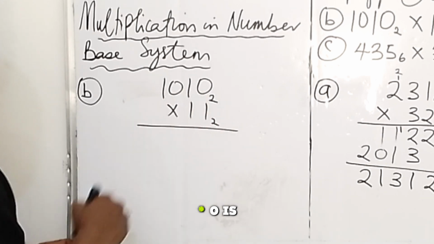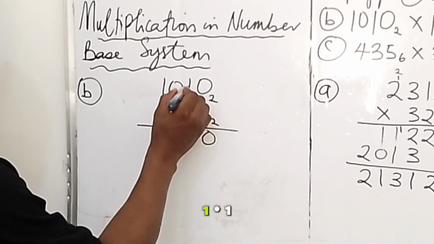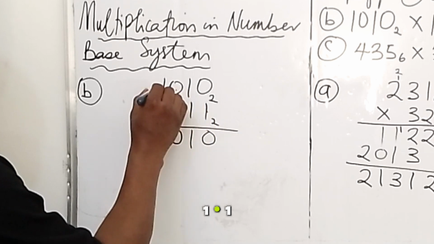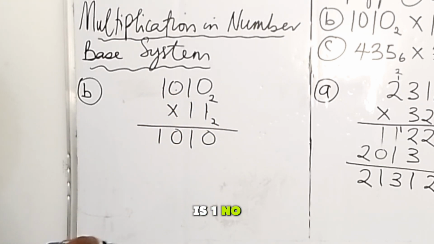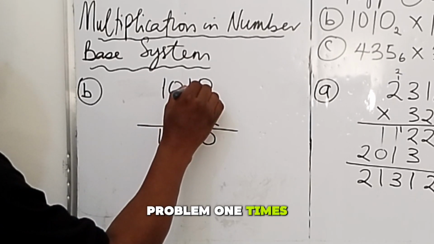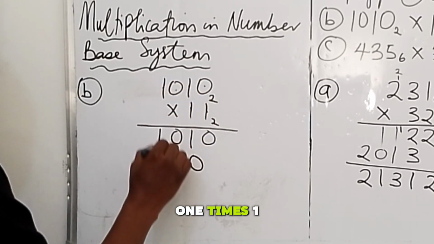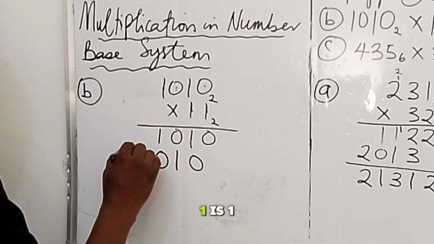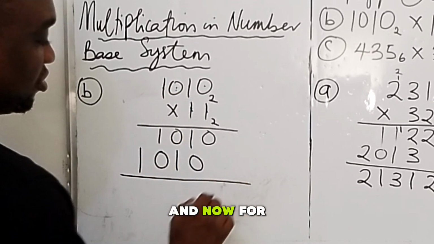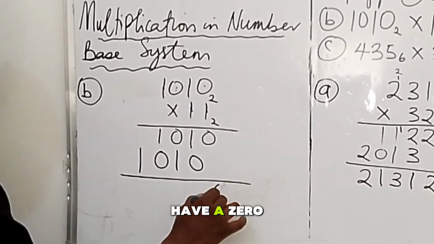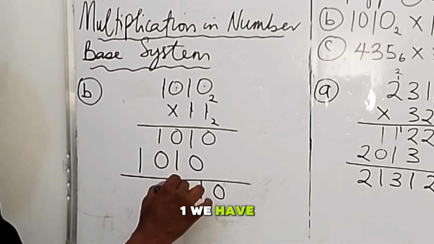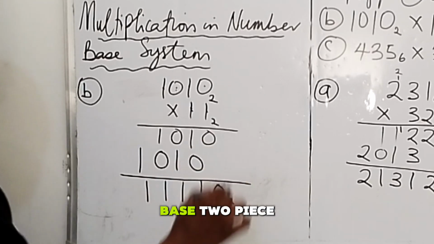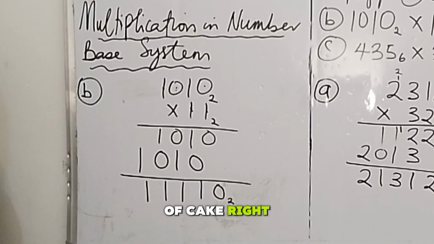So 1 times 0 is 0. 1 times 1 is 1. 1 times 0 is 0. 1 times 1 is 1. No problem. 1 times 0 is 0. 1 times 1 is 1. 1 times 0 is 0. 1 times 1 is 1. And now for the addition, we have a 0, we have a 1, we have a 1, we have a 1, we have a 1. And in base 2. Piece of cake, right?